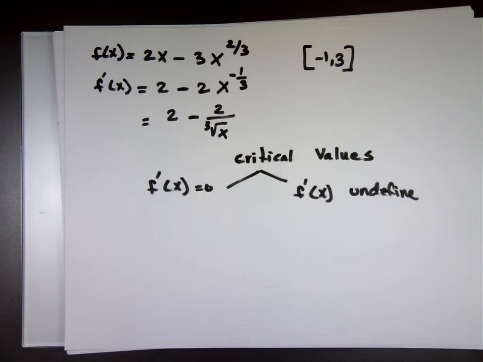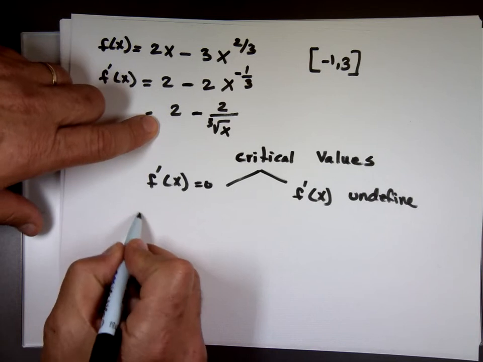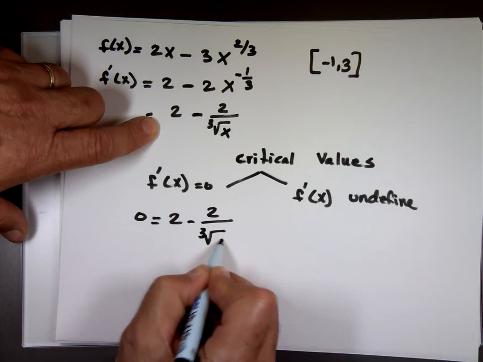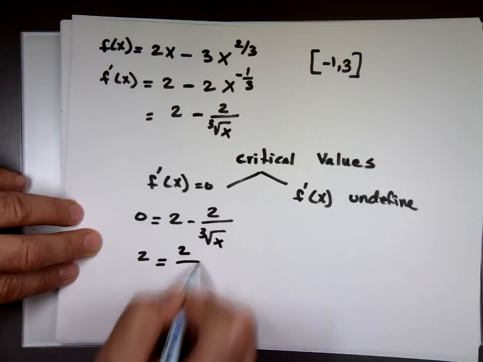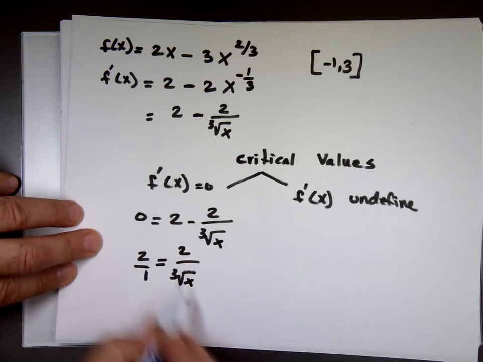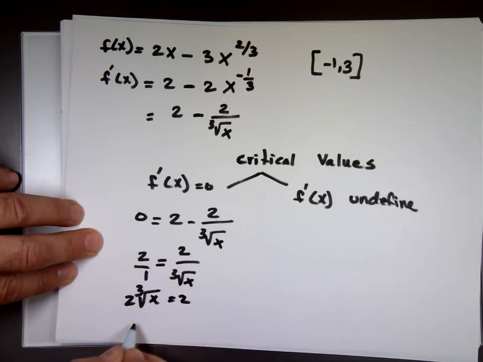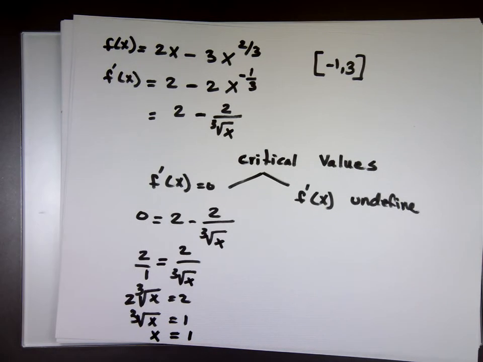So let's find what the critical numbers, or critical values, are. Take the derivative, set it equal to 0. 2 equals 2 over the cube root of x. That's 2 over 1 if you cross multiply. What will x have to be? 1. The cube root of what number is 1? There's only one number whose cube root is 1. That's the 1.